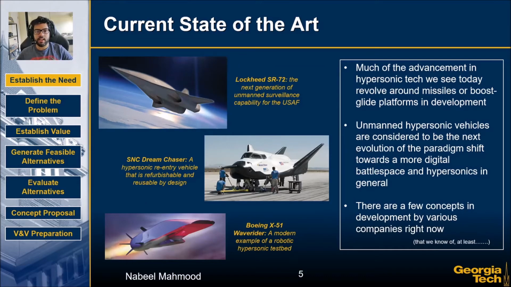So the current state of the art, as I also mentioned earlier: hypersonics, Mach 5 and above, is still a pretty nascent technology. This is Mach 4, so a little bit less than that, but it's still new territory. A lot of the advancements in hypersonic tech that we see today are around missiles, because they're a simpler design than an actual unmanned aircraft with a payload. Unmanned hypersonic vehicles are considered the next paradigm shift, because we're simultaneously moving towards more digital engineering, a digital future, and unmanned systems, and then combining that with hypersonics. So it's a really exciting paradigm shift.